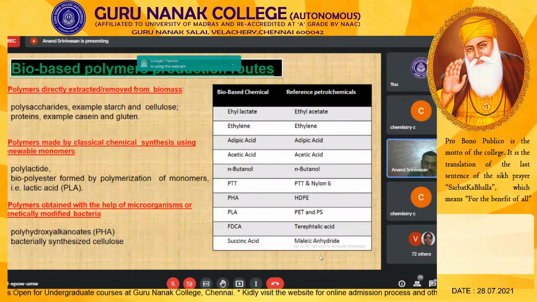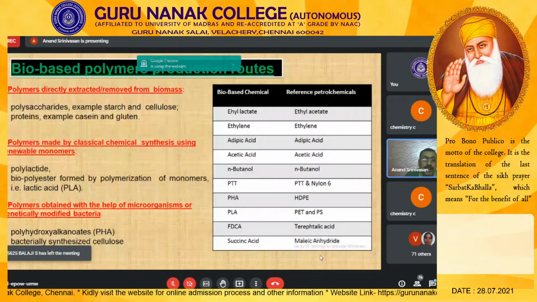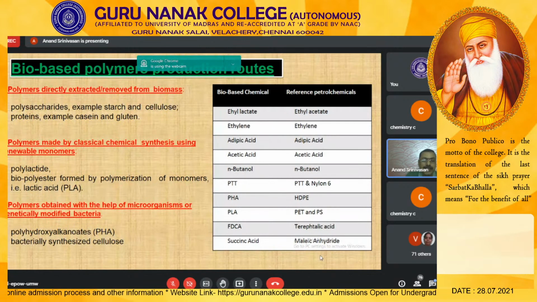In fact, one interesting piece of information I'd like to share with you. Casein was the wood adhesive before the discovery of phenol formaldehyde. In fact, phenol formaldehyde was discovered during 1930 to 1931, I guess. So before that, casein was one of the excellent wood adhesives. Casein is a milk protein which was used as a wood adhesive. And similarly, you can also get bio-based polymers by classical chemical synthesis using renewable monomers. That is polylactate, the biopolyester formed by the polymerization of monomers. So instead of using biomass as a source, you can have the monomer, which is then polymerized to get the corresponding polymer. That is the second route of production.